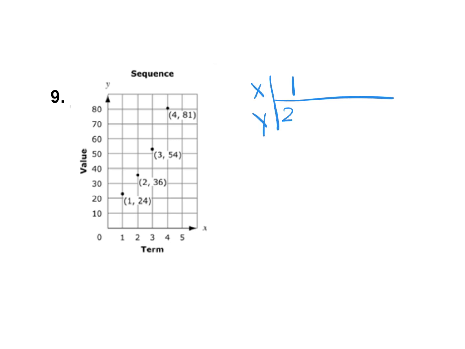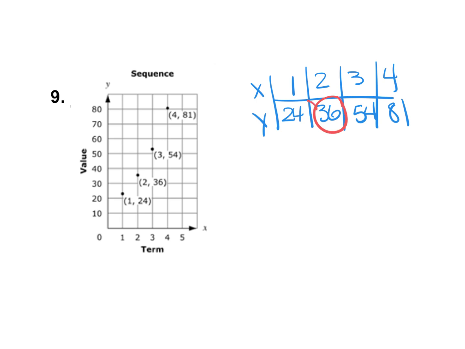And so 124, you have 236, then 354, and then 481. Again, it's not easy to find how I'm going from 24 to 36, but what we could do is take one of the terms and divide it by the previous term. So let's try that.